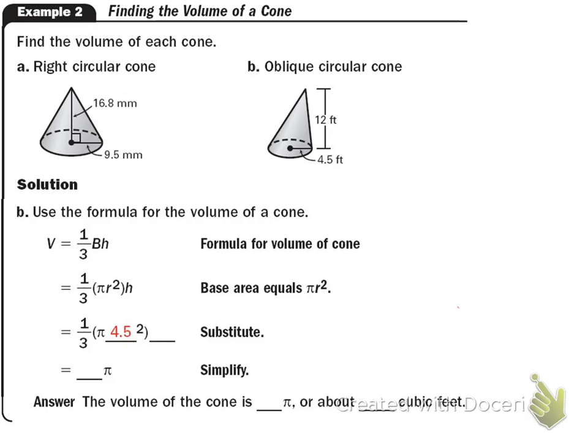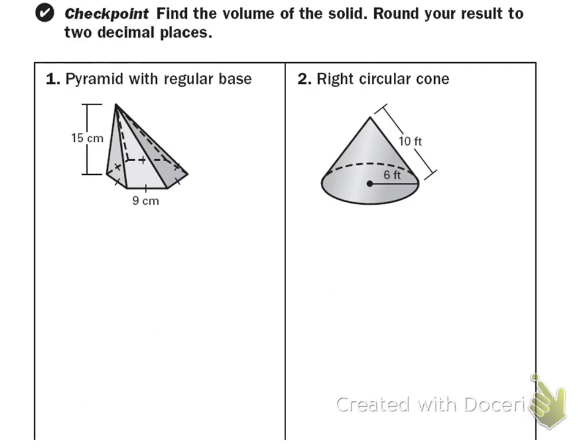So if you know the formulas, these problems are easy. Just plug the numbers into the formula. The hard part is going to be remembering the formulas. 1/3 times pi times 4.5, don't forget to square it, times 12. Plug it all into your calculator, round to 2 decimal places. You should end up with 254.47 feet cubed. All right, now I'd like for you to give it a try.